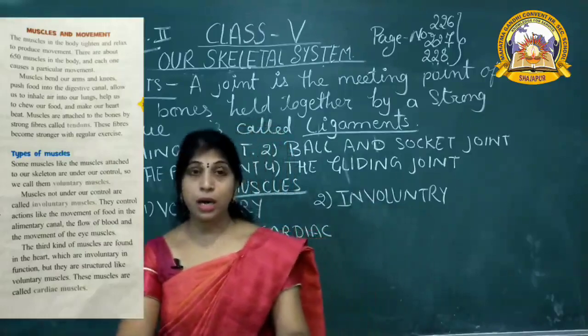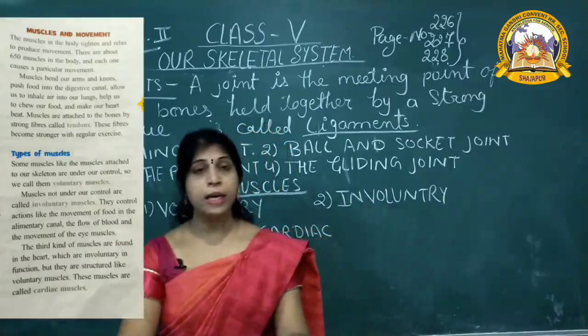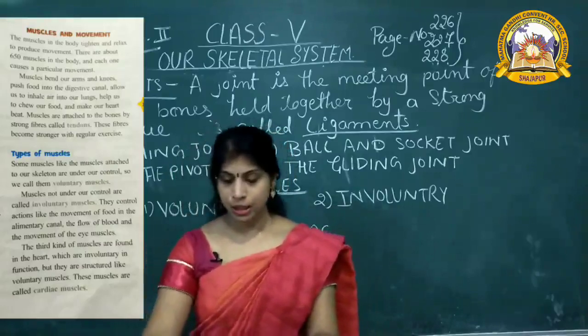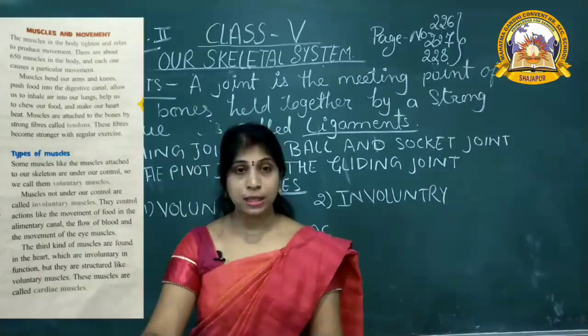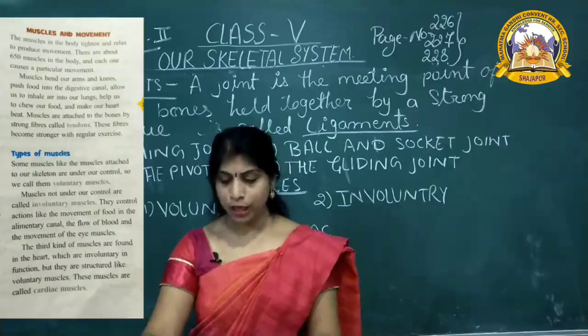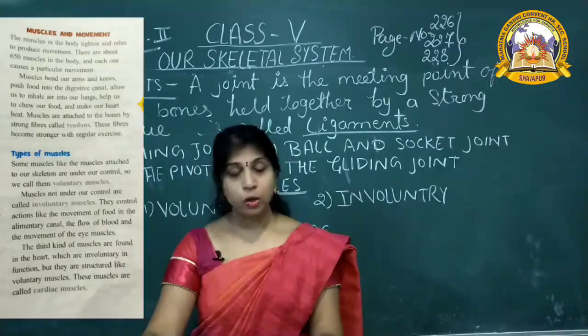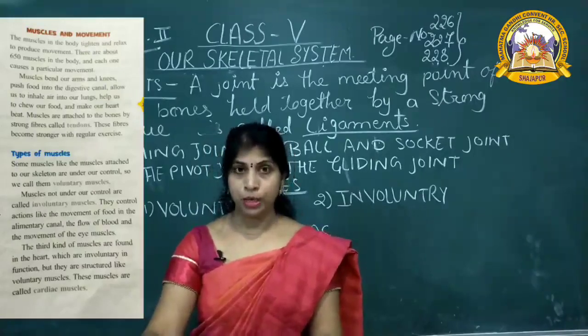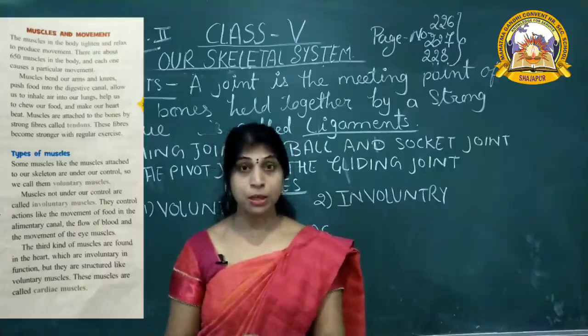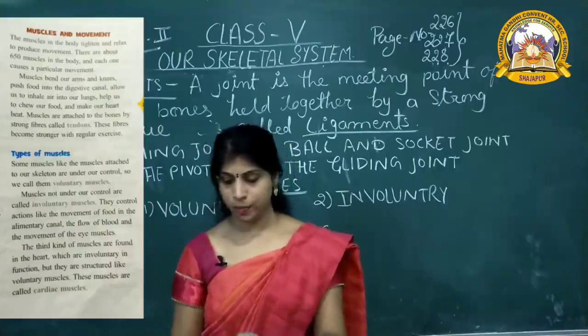Muscles not under our control are called involuntary muscles. They control actions like the movement of food in the alimentary canal, the flow of blood and the movement of the eye muscles. So these muscles are not under our control. Examples are alimentary canal muscles, eyeball muscles, etc.